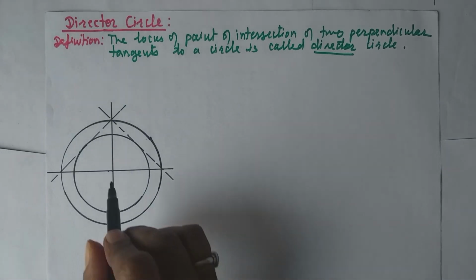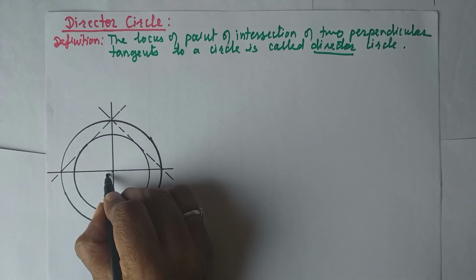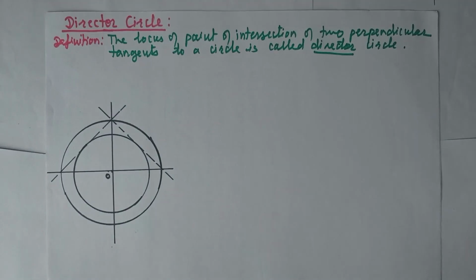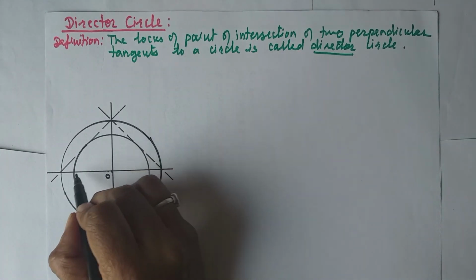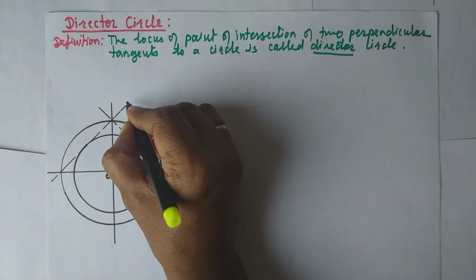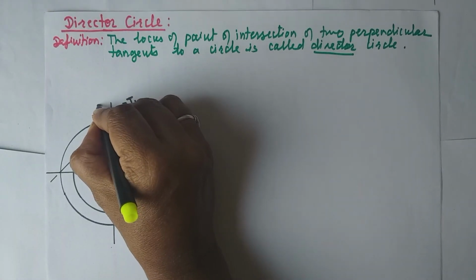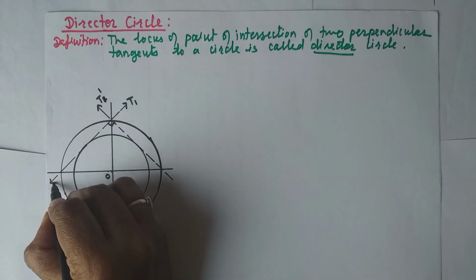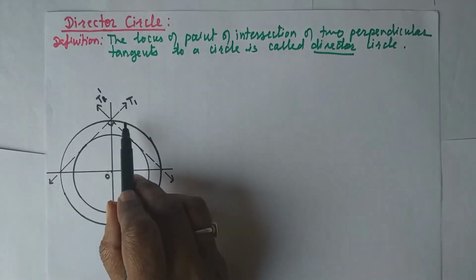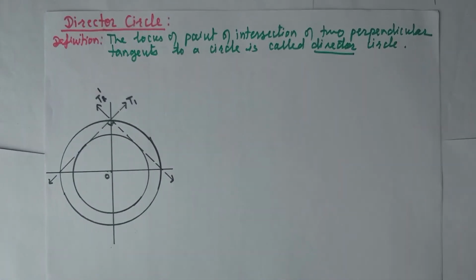See here. Consider this innermost circle. Suppose its center is at the origin, and we will draw two perpendicular tangents to this circle. Suppose this is tangent T1 and this is tangent T1 dash, and these are perpendicular to each other. I am drawing two tangents, T1 and T1 dash, which are perpendicular to each other.